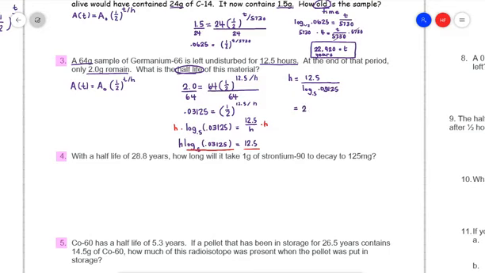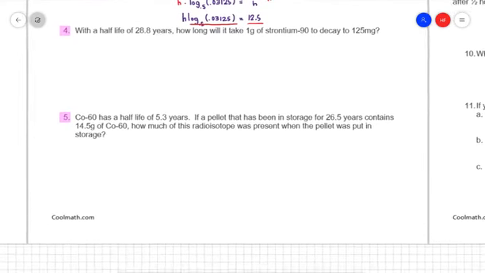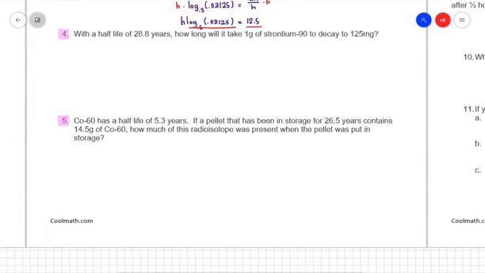And we get 2.5 as our answer. So the half-life is 2.5 hours. On number 4, with a half-life of 28.8 years, how long will it take 1 gram of strontium-90 to decay to 125 milligrams?